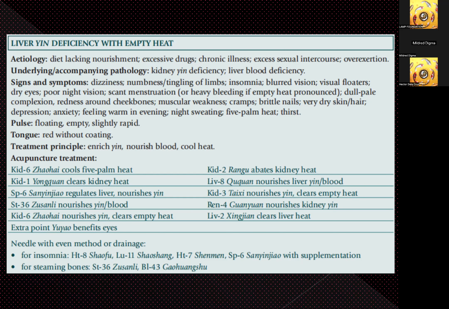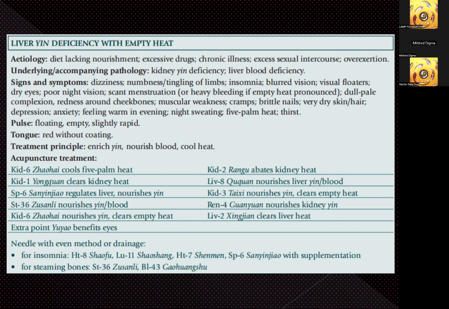Yan. Sign and symptom po, makakaramdam sila ng pagkahilo, numbness, tingling of the limbs, yung parang may tinutusok-tusok. Insomnia, di makatulog, magbablur yung vision. Nagkakaroon ng visual floaters, parang nakakakita ng mga puti-puti. Tapos nagda-dry din po yung mata. Pag gabi, hirap na, nagkaroon siya ng poor night vision. Tapos, ang menstruation niya ay konti-konti. Or heavy bleeding if empty heat pronounced. Or minsan pag nag-mens, parang sobrang lakas.